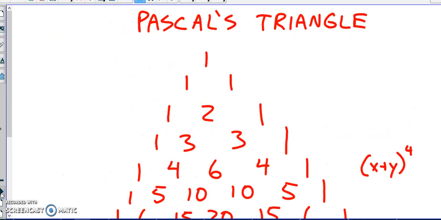So that's basically all there is to the binomial theorem.